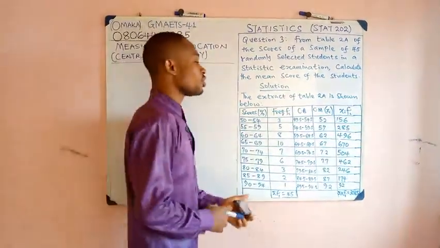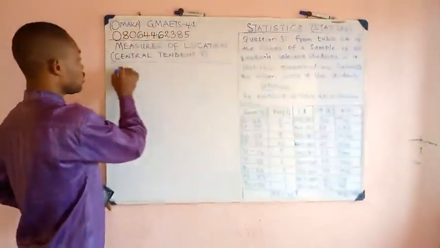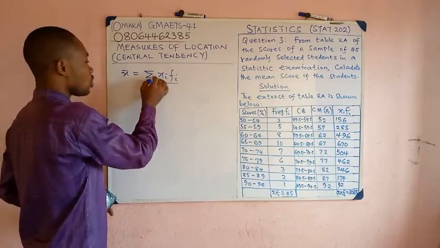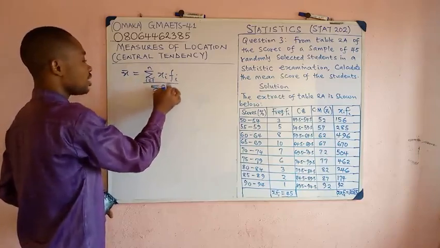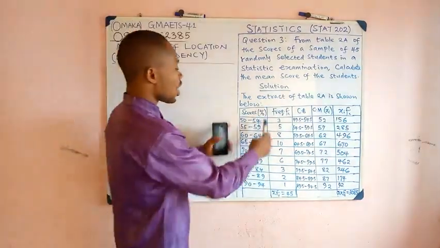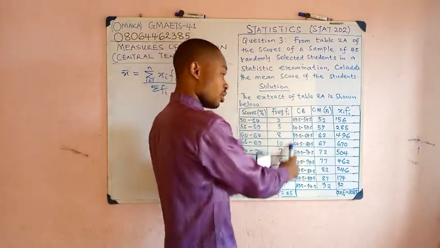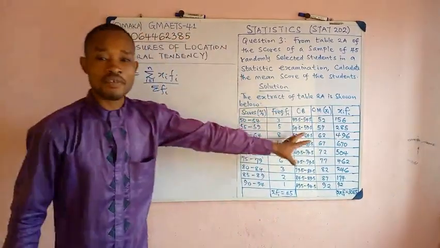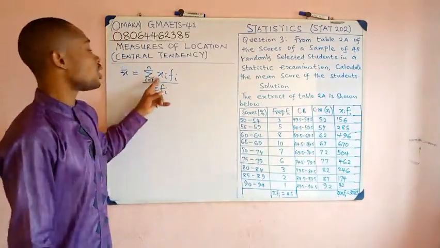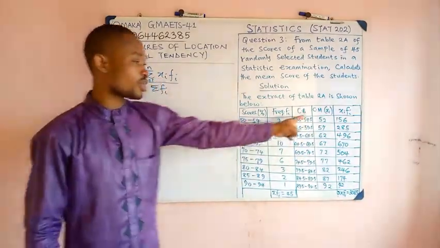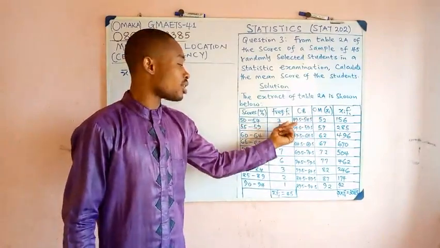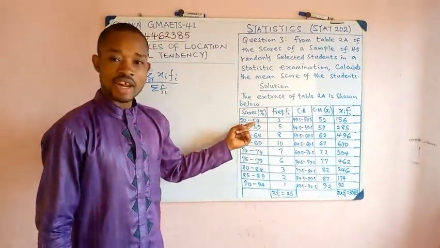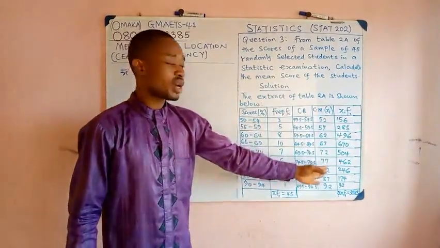Now you know that to calculate the mean for a grouped frequency distribution, it has this formula: summation xi fi, with i equal to 1 up to n, all over summation fi. This is the formula, right? Since we have this table, you need the column of class mark, because class mark for grouped frequency distribution is what represents our xi. And how do you get class mark? Either you add the lower and upper class limits divided by 2, or you add the lower and upper class boundaries divided by 2.